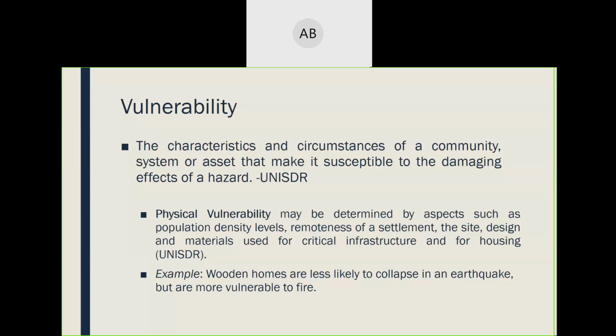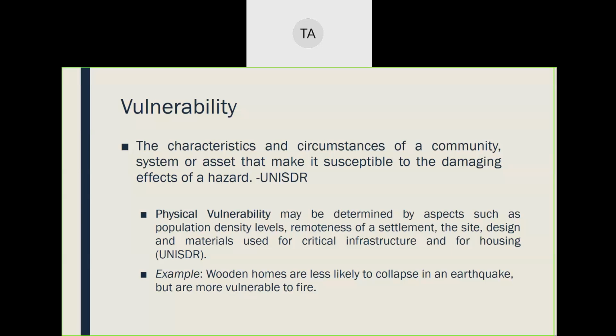So sir, if there is only one house, like in the example you have given, there is no bamboo house, there is only a concrete house, a cement house. So how could we calculate the vulnerability of that concrete or cement house without comparing it with another house?